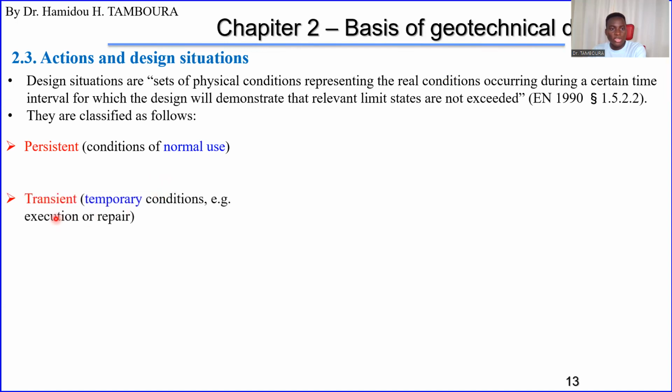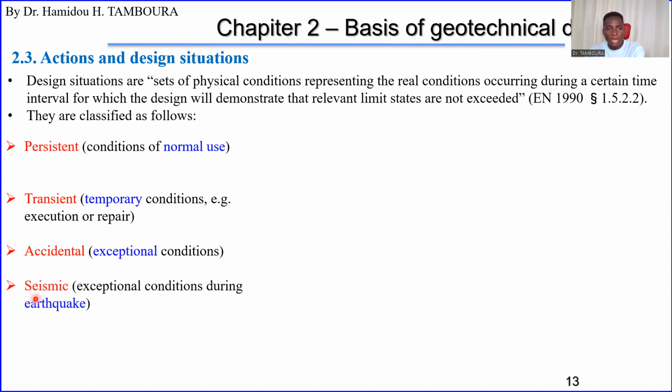We have also transient. That one is a temporary condition. For example, execution or repair, when we want to repair the structure. That is just for a while, not the whole life of the structure. Transient. And accidental, that is an exceptional condition that just happens in an accident. And seismic is an exceptional condition during an earthquake.